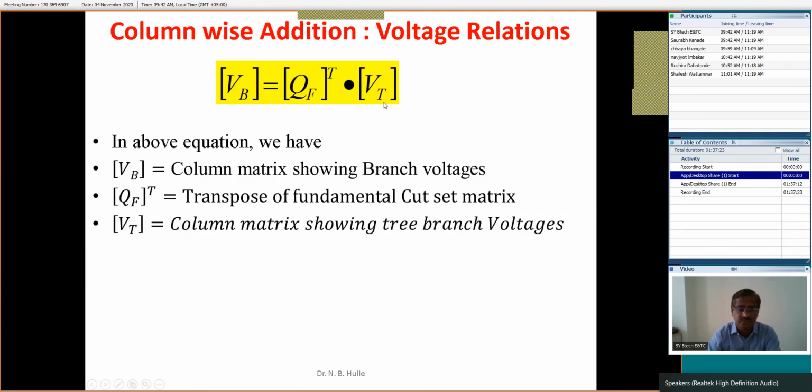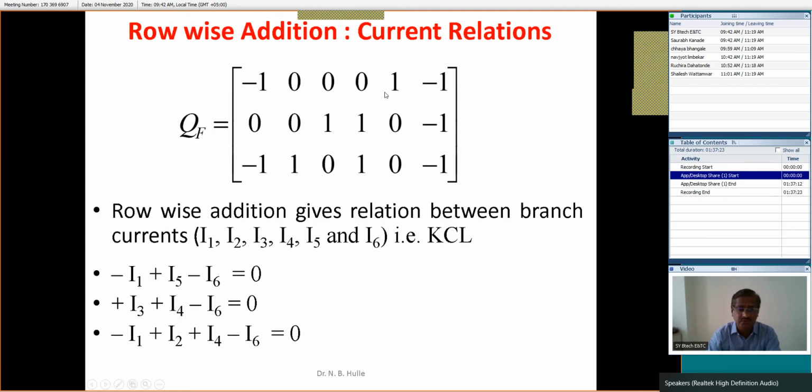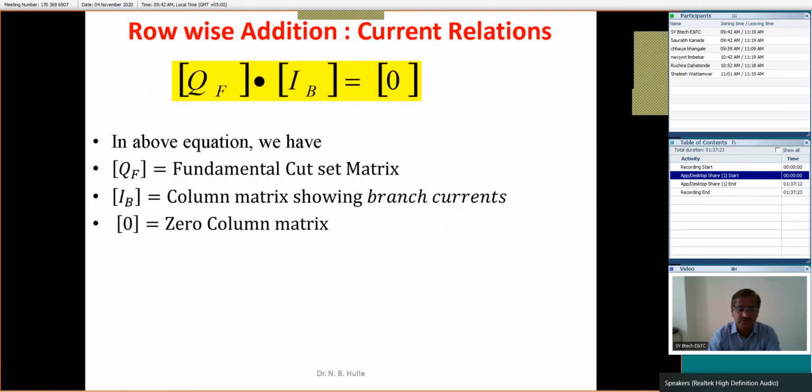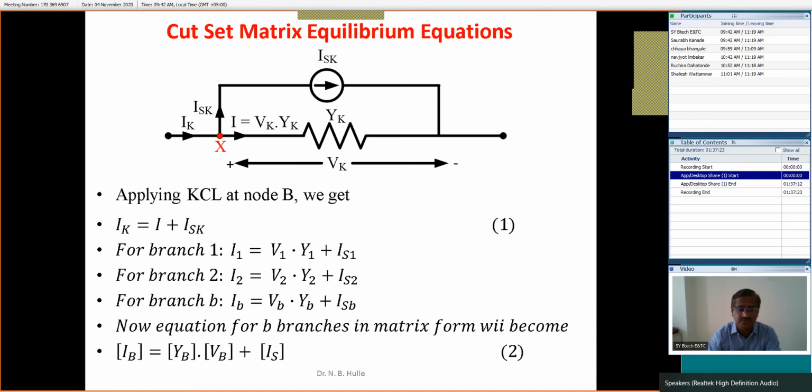How is the column-wise addition? The column-wise addition will give VB is equal to QF transpose into VC, where VC is the cut-set voltages, that is Vx, Vy, Vz, which are the cut-set voltages. Is it right? And that's it about the row-wise addition and column-wise addition. The next part is the preparation of the cut-set matrix equilibrium equations. I will complete this part and then I will end for today's lecture.